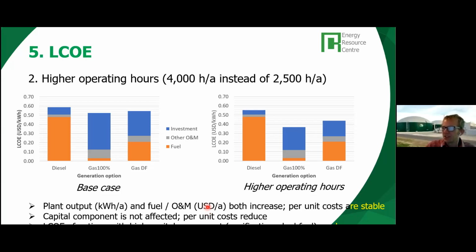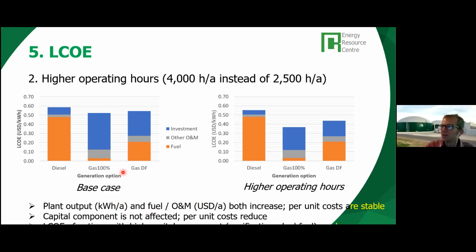But let's say the operating cost is only part of the production cost. So let's say the increase of both are equal. But what is not affected is the capital components.